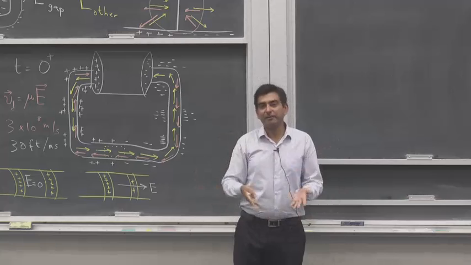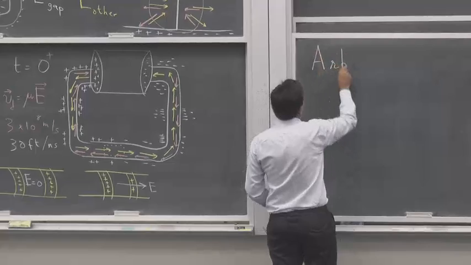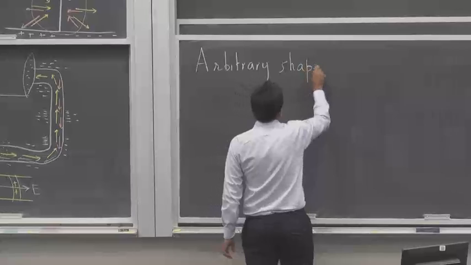But let me draw another circuit. And let me label this section as an arbitrarily shaped loop. And let's find out how feedback works in this case. Now I have the same battery.